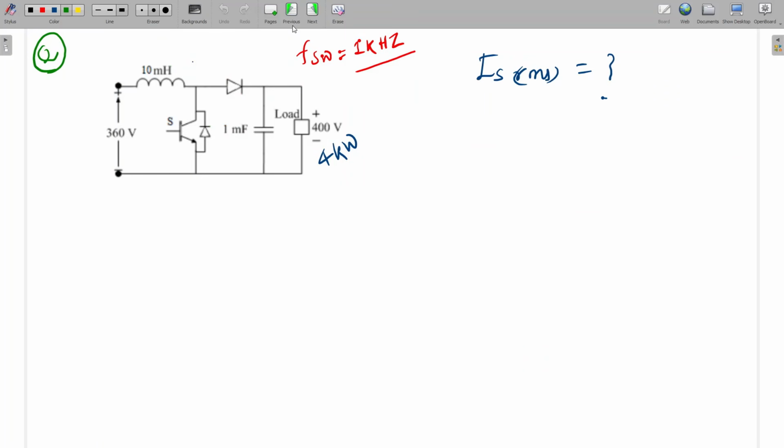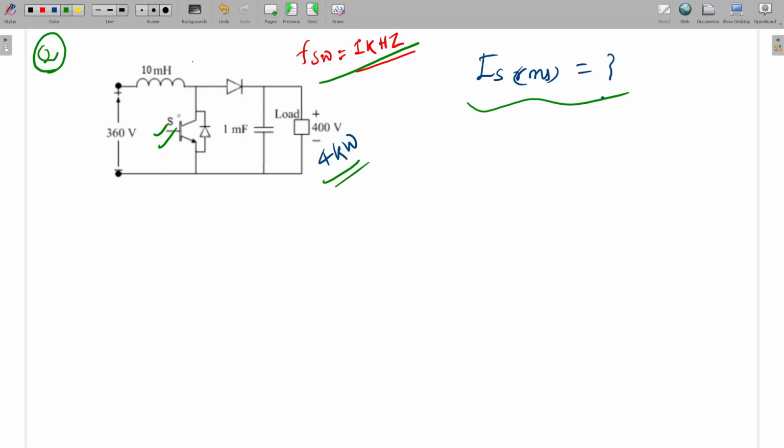So this is the next question. Something here I have also changed, I think. Switching frequency is 1 kilohertz. This load is taking 4 kilowatt power. We have to calculate what will be the RMS value of the switch current. This is the switch.